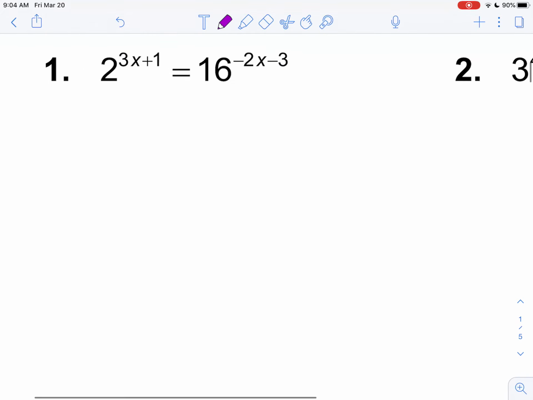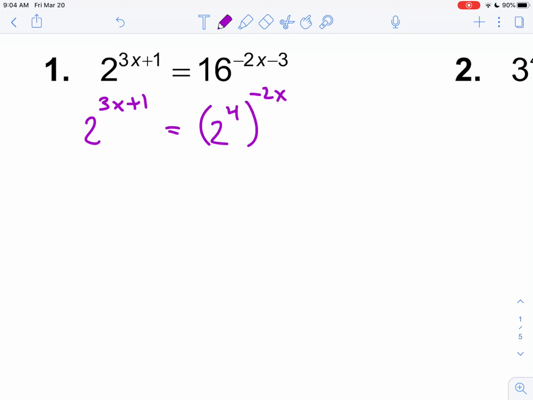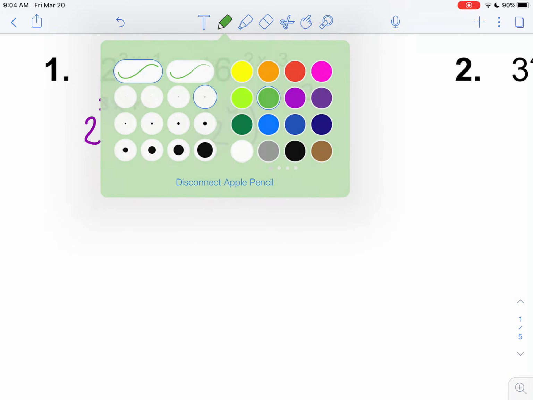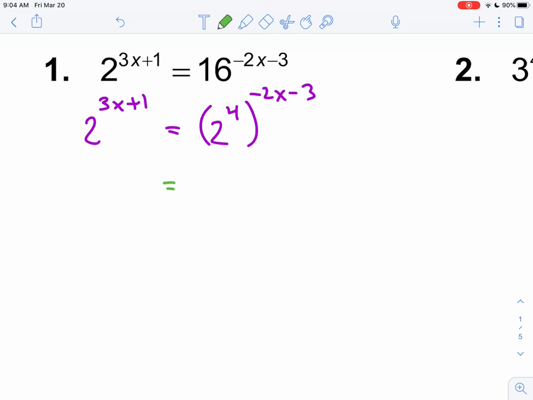I think we can zoom in a little bit. So I'm looking at my base of 2 and a base of 16. We can write those using the same base, so nothing happens there. But 16, you know, is 2 to the 4th power. And now the key thing on this problem is going to be using that distributive property correctly. That's where the most mistakes happen, silly stuff. So negative 8x minus 12, and then nothing happening on the left.